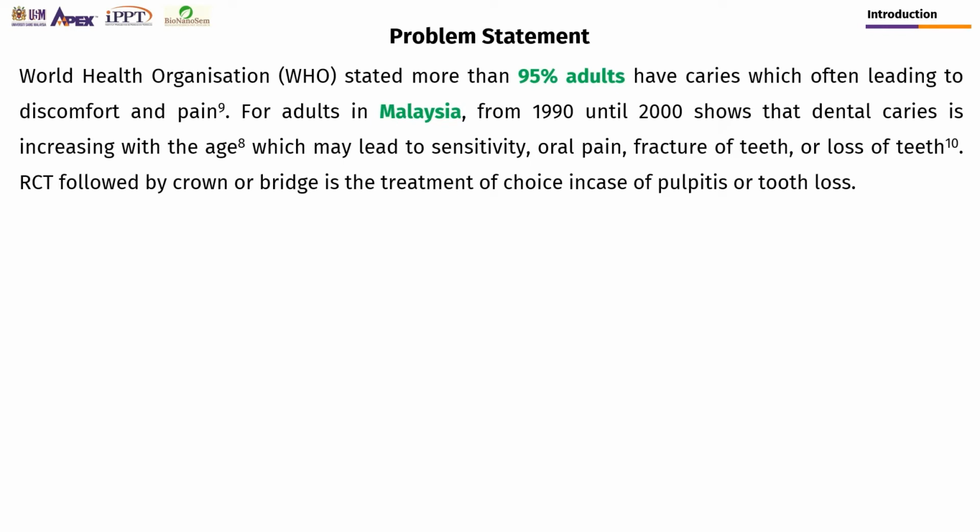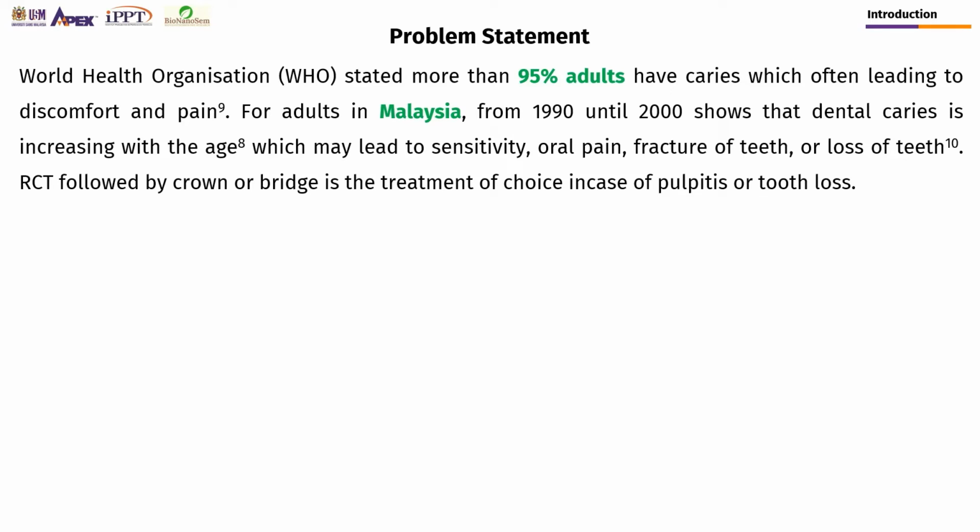World Health Organization stated more than 95% adults have dental caries, which often leads to discomfort and pain. A study of adults in Malaysia from 1990 until 2000 showed that dental caries is increasing with age, which may lead to sensitivity, oral pain, fracture of teeth, or loss of teeth. Root canal followed by crown or bridge is treatment of choice in case of pulpitis or tooth loss. However, all these options are only temporary.